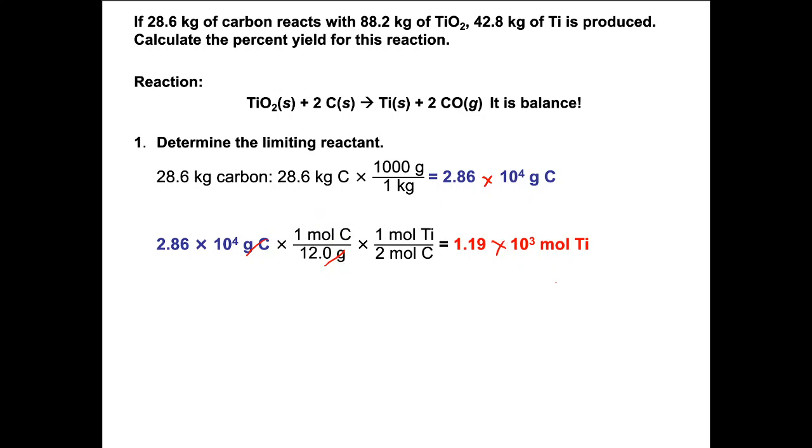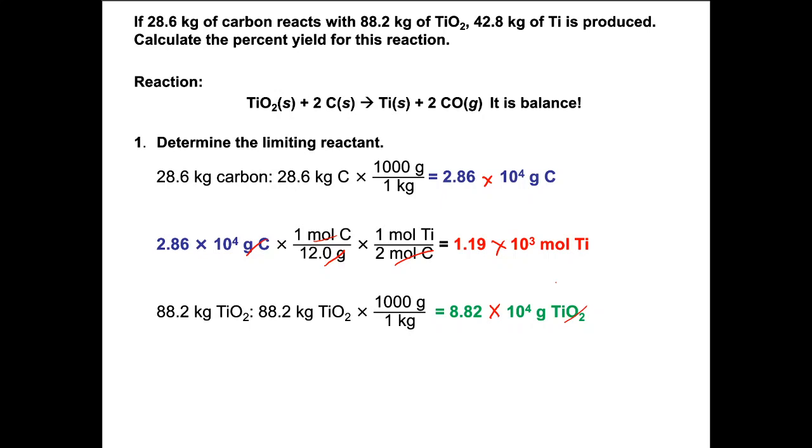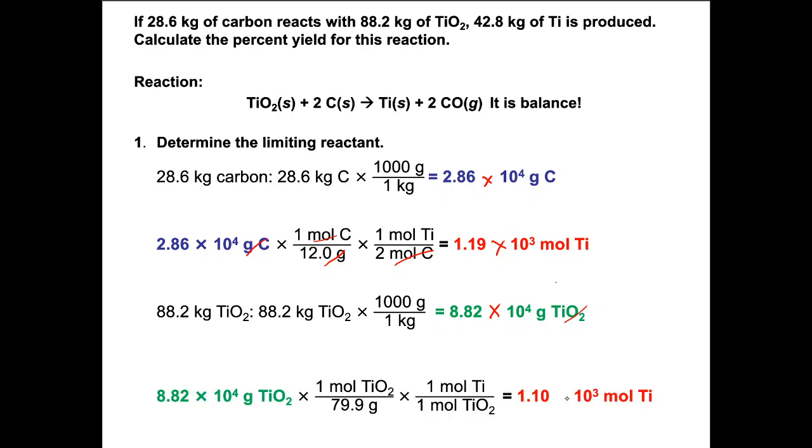So for every 1 mole of titanium, I consume 2 moles of carbon. Moles of carbon cancel, leaving moles of titanium. So in order for it to react completely with this amount of carbon, I would need 1.19 times 10 to the 3rd moles of titanium. Okay, in other words, I would need 8.82 times 10 to the 4th grams of titanium oxide, which is 1.1 times 10 to the 3rd moles. So I just took the amount of grams of titanium oxide and converted that to moles of titanium.